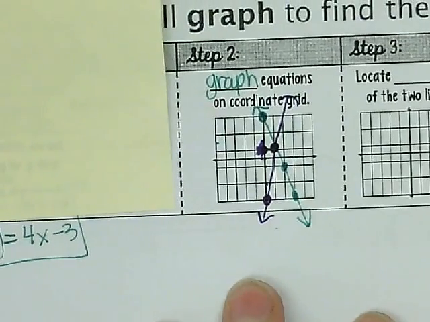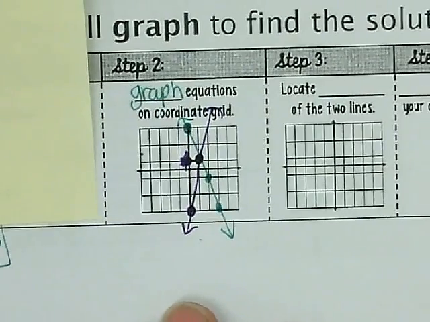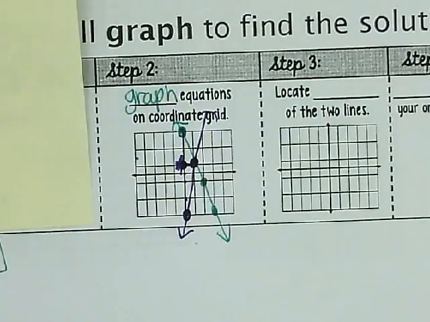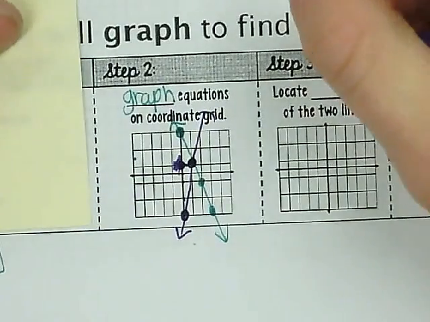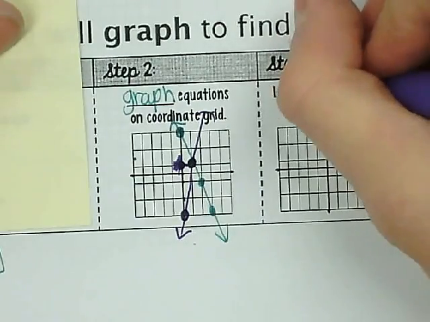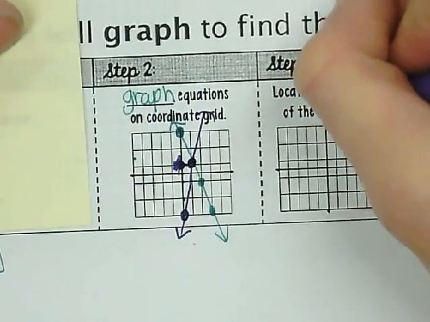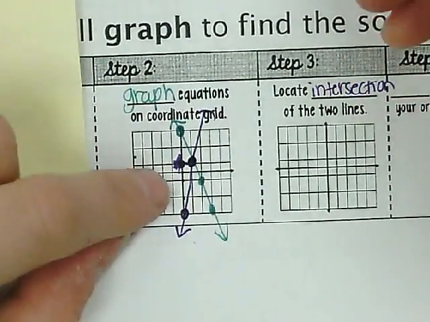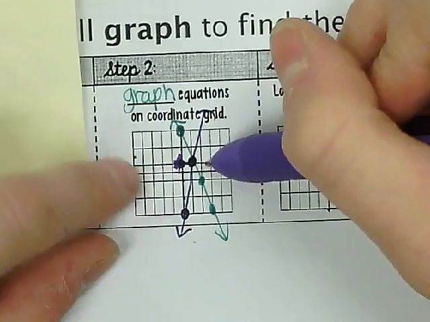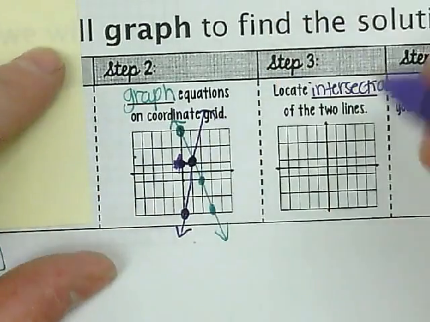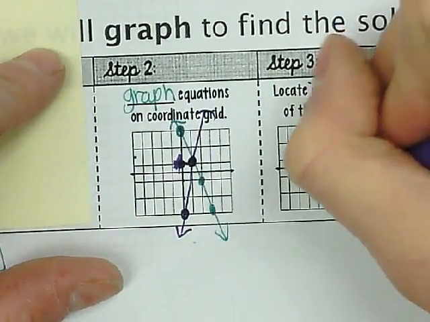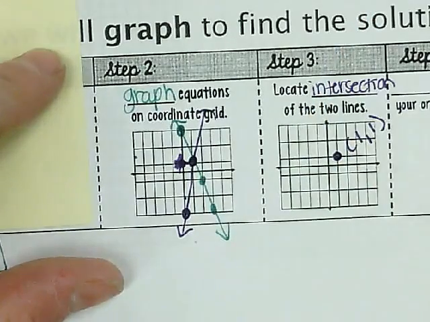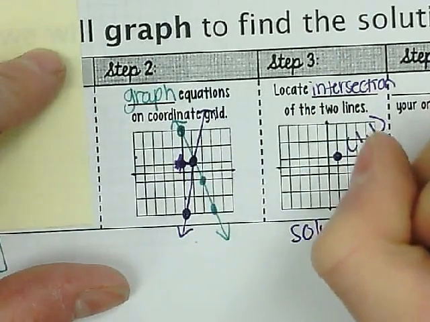All right. So, do these lines intersect? Yeah. Okay. So, how many solutions does it have if it intersects? One solution. So, locate the intersection of the two lines. So, that point is 1, 1. Okay, so that's our solution.